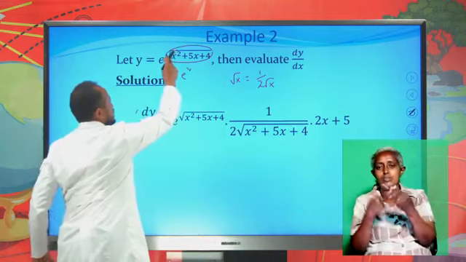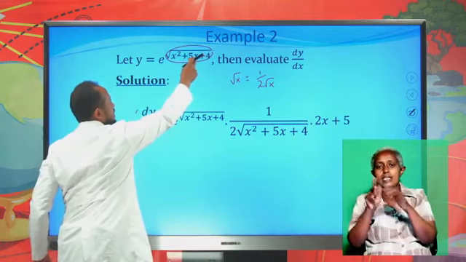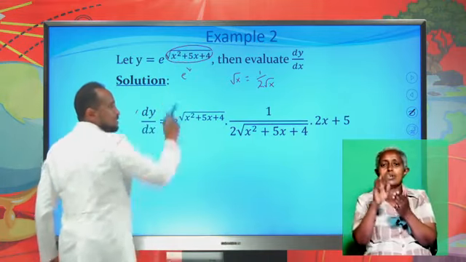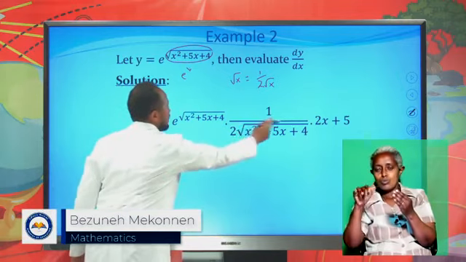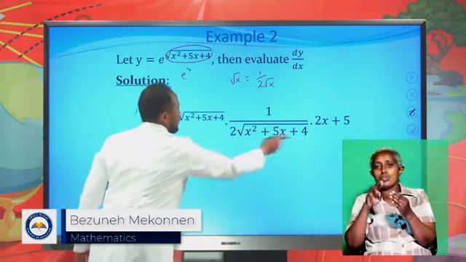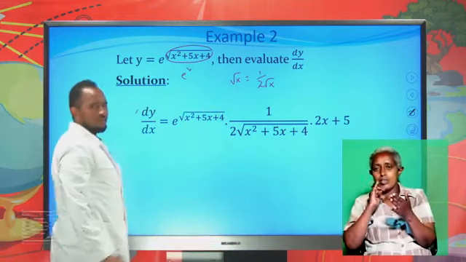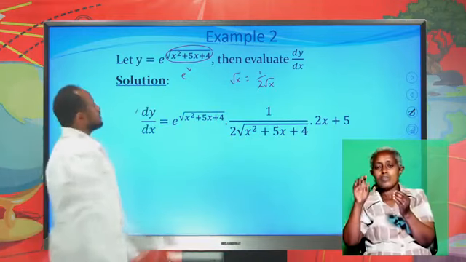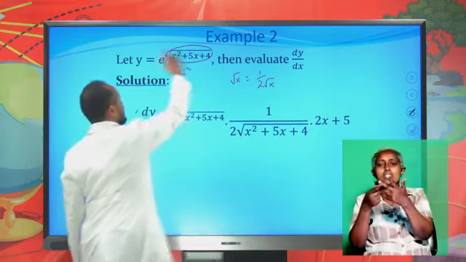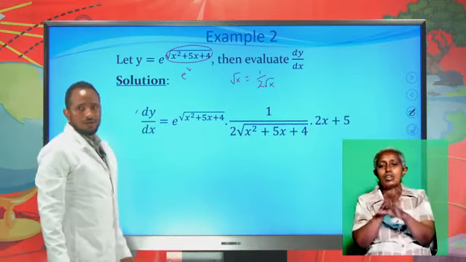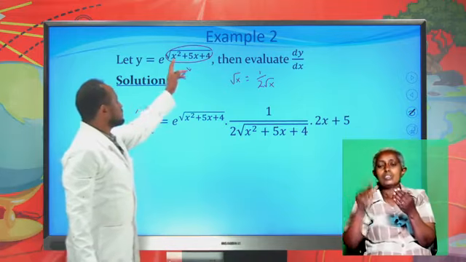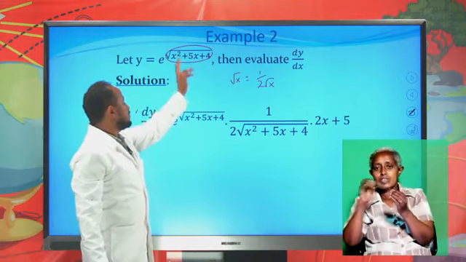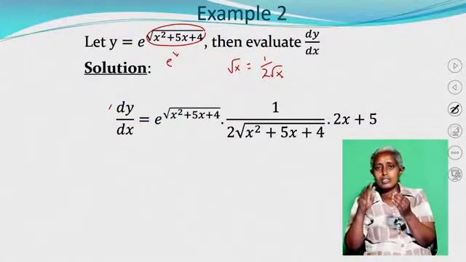Therefore, here, assuming the inner part to be a single variable y, the derivative of the square root of y is 1 over 2 root y. We assume y to be x squared plus 5x plus 4, times the third function, the inner function, x squared plus 5x plus 4. The derivative of x squared plus 5x plus 4 is 2x plus 5. So this is the answer.